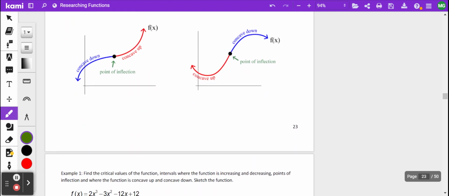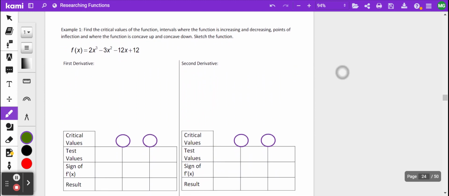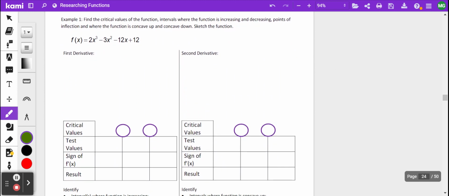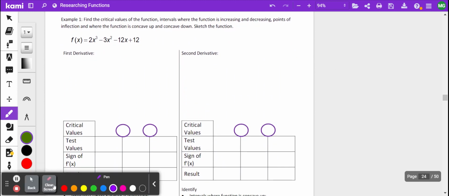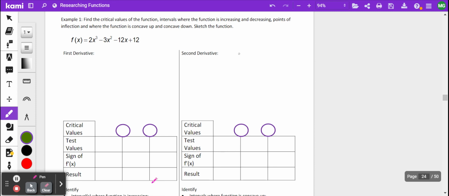Okay? And again, we've talked about this, but that point of inflection is the exact point where a function changes concavity. So maybe it changes from being concave down to concave up, or maybe it changes from being concave up to concave down. All right, let's do it. Look at the example that I have for you. And what we have to do here is we're going to have to find all critical values of the function so that we're going to be able to graph this.